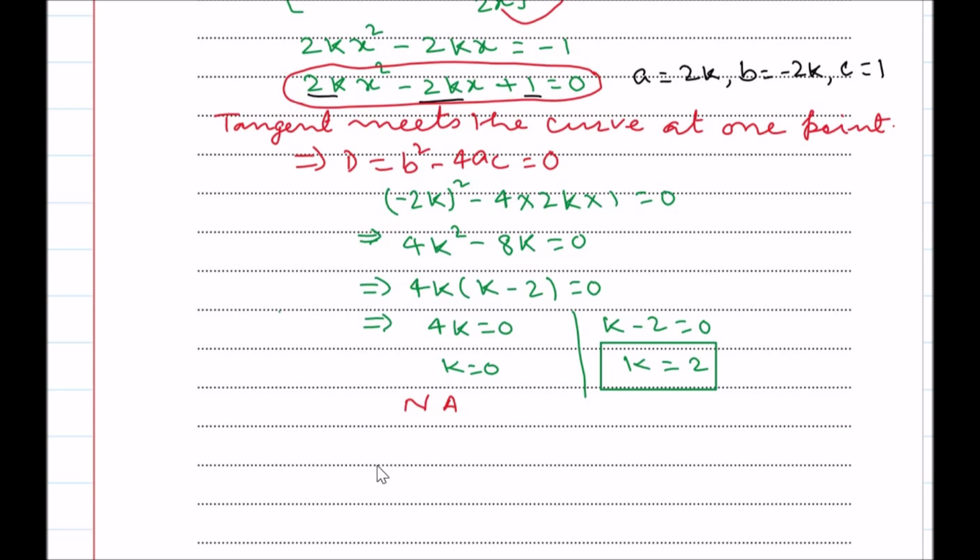2k into 2 square, that is 8k square. I'm sorry, we have k equal to 2. So 2 into 2, that is 4. So we get 4x square, 2kx, so 2 into 2, 4, so minus 4x, and plus 1, so plus 1 equal to 0.